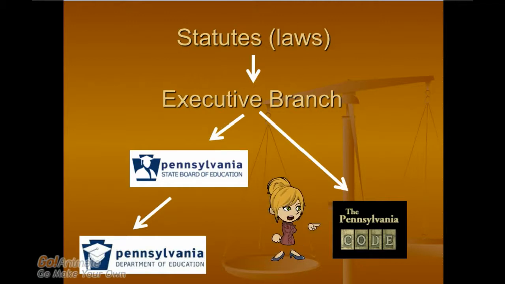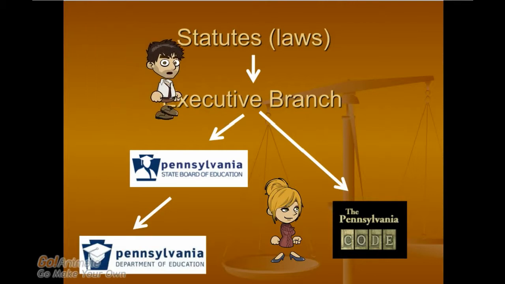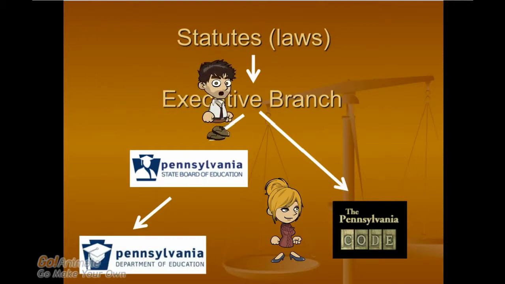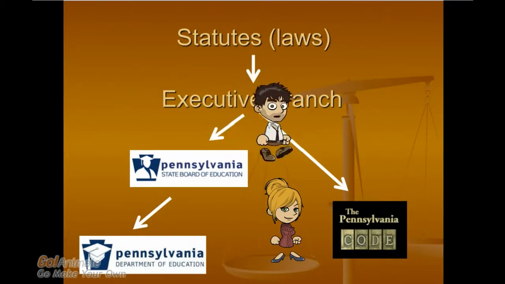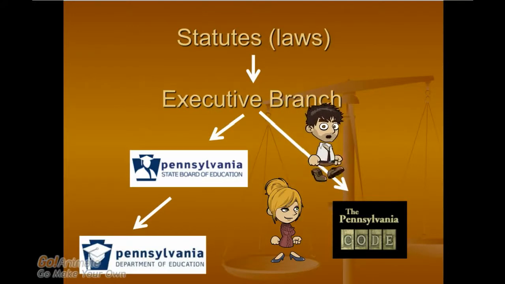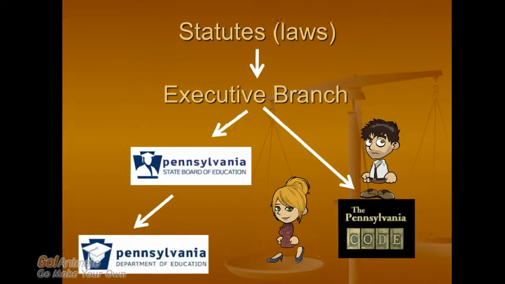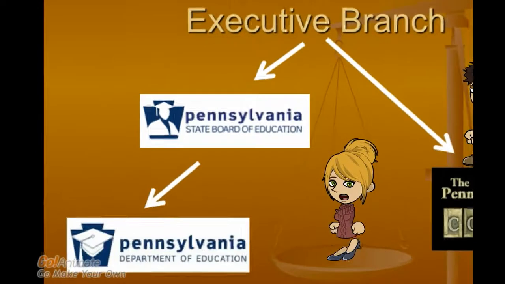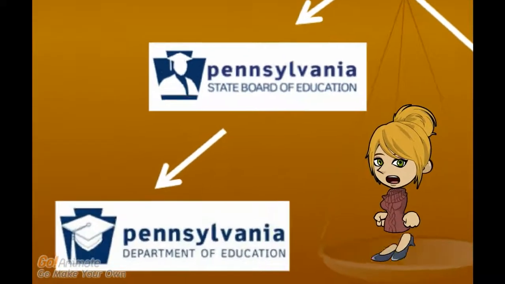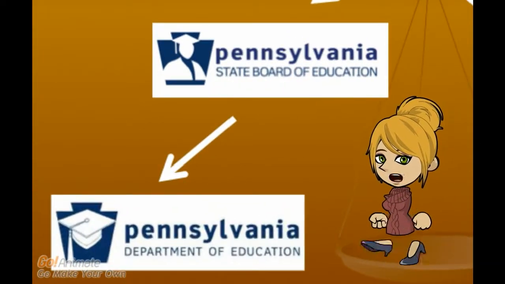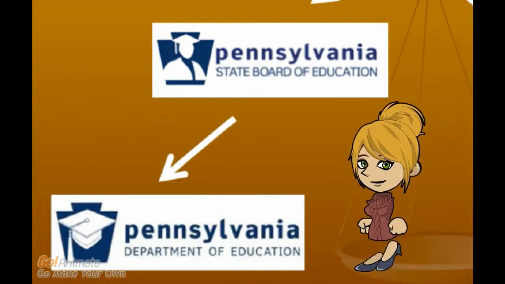An example of some of these rules and regulations created by the executive branch are collected in the Pennsylvania Code. Remember, the Pennsylvania Code is not the same as the Public School Code of 1949. The former are regulations, not laws. Likewise, the Department of Education has authority to enact new rules and regulations that govern education or implement laws.